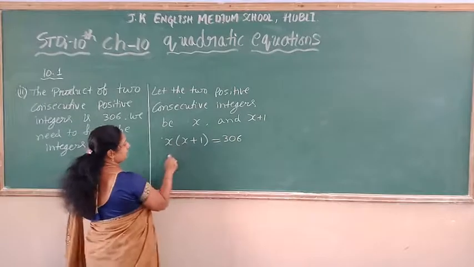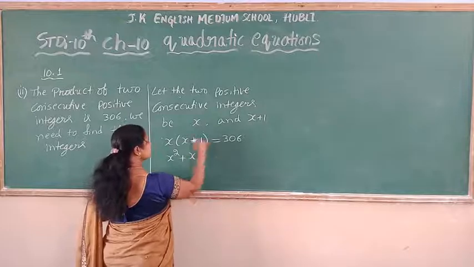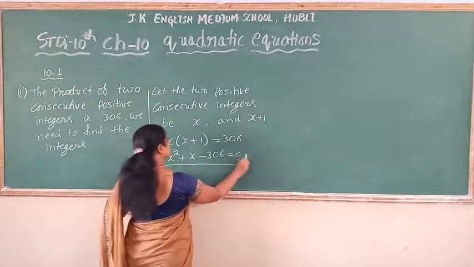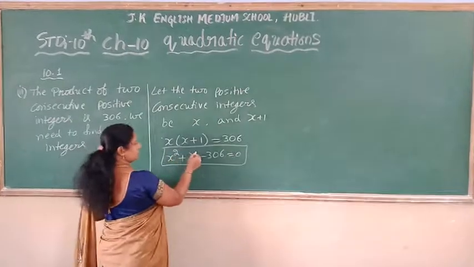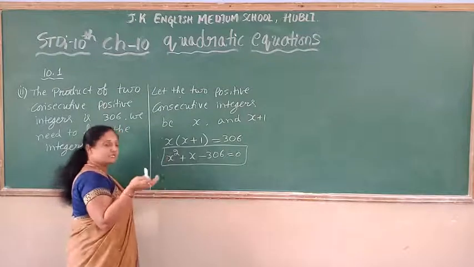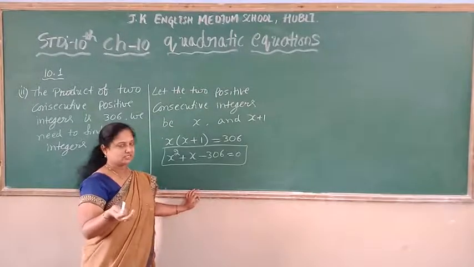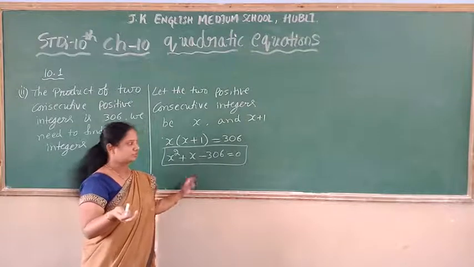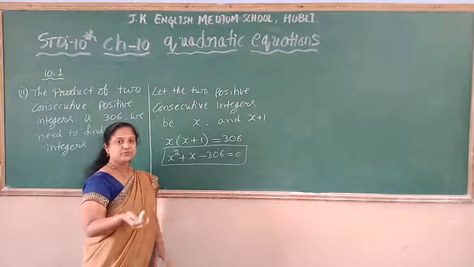Multiplying, x into x is x square, plus x, and this 306 you take to this side. This is actually the answer they asked for in the heading. This is the standard form of a quadratic equation: power 2, power 1 and the constant. To find the value of the positive consecutive integers, you would use the splitting or factorization method to find x. But according to the question, I only have to represent it in the standard form of a quadratic equation, so we have done that, children. So write down.